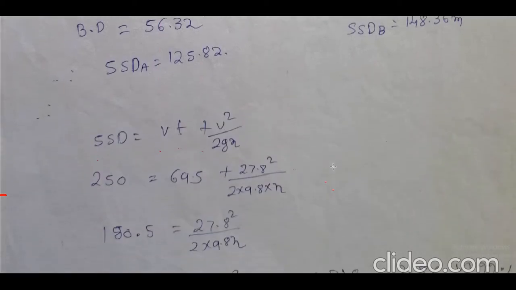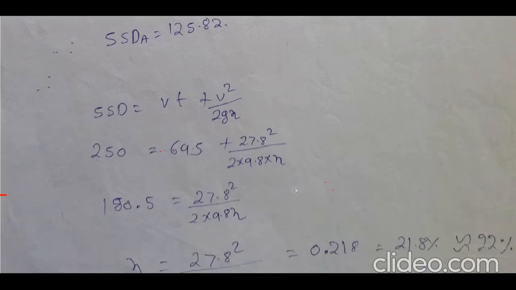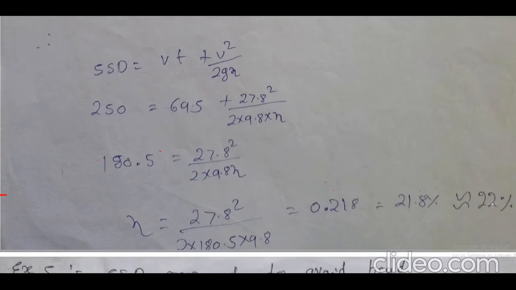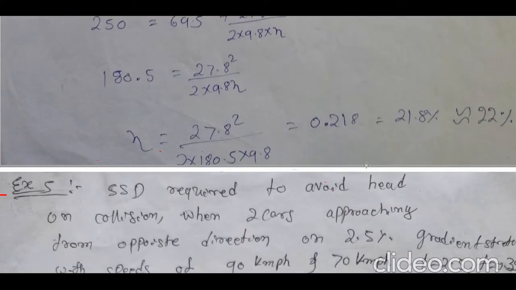What is the braking efficiency? Second part, braking efficiency required to avoid the collision. SSD is equal to Vt plus V square by 2gn. 250 is the distance in which I have to stop the vehicle. 69.5 is the lag distance. Design speed is again the same 100 kmph, 27.8 square, in meter per second. You calculate n, that is the braking efficiency required, which is 21.8% or 22%.